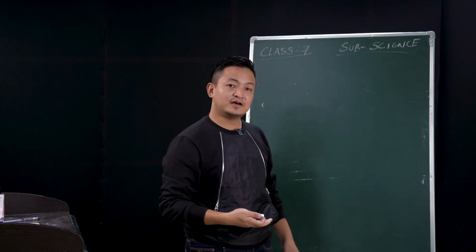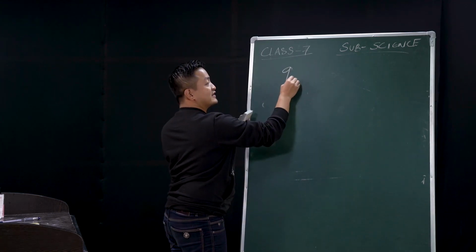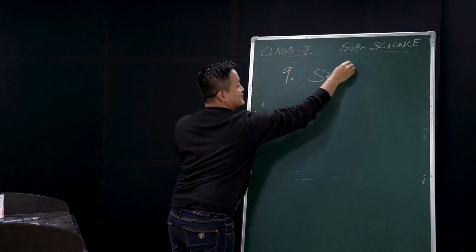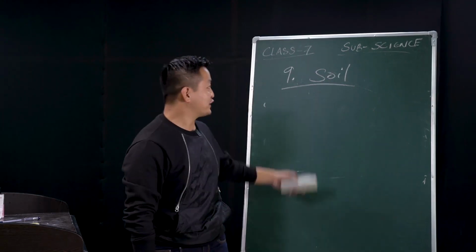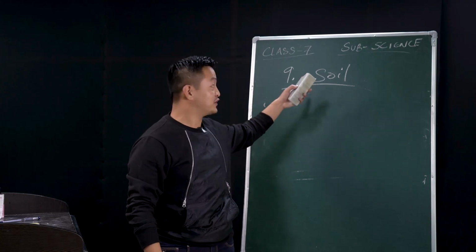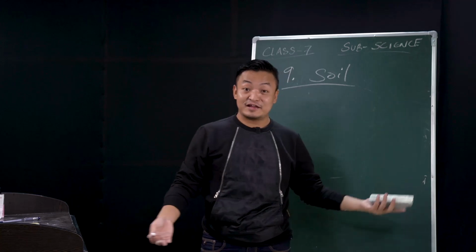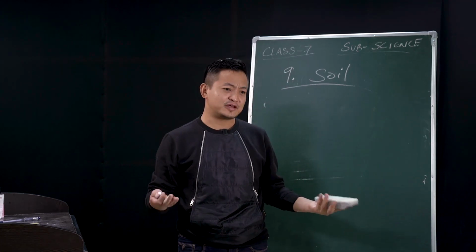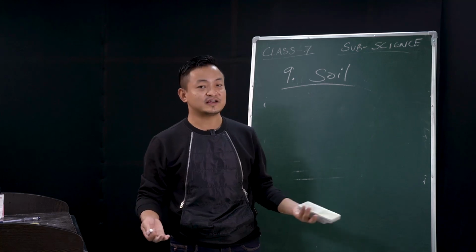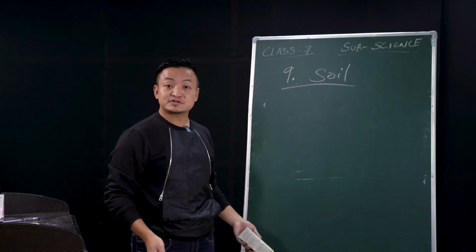dispersion of light. We'll start with our new chapter, chapter 9, soil. Clear? Chapter 9, soil. And I'm sure you are familiar with this very word, soil. Soil is a natural resource because we get it from nature, right? It's an important natural resource, and we'll see some uses of soil.